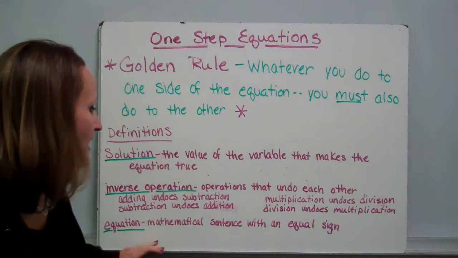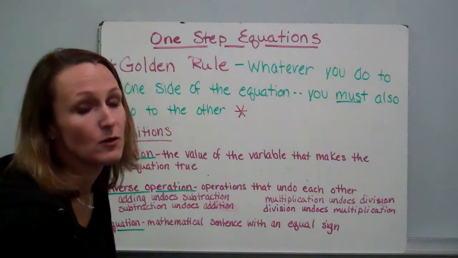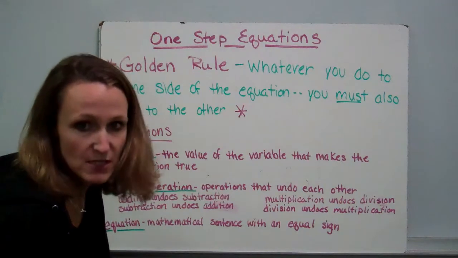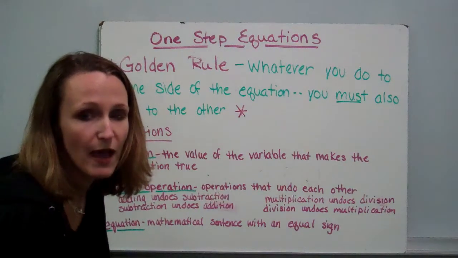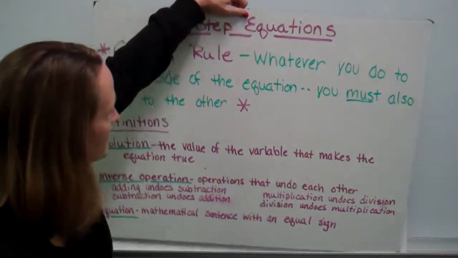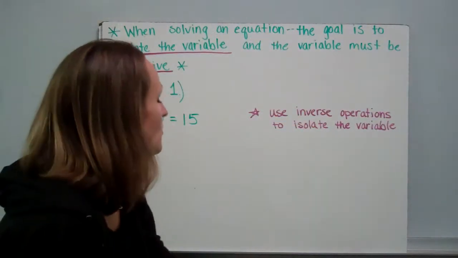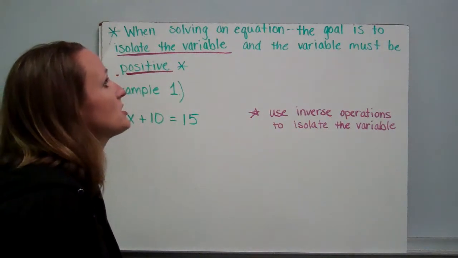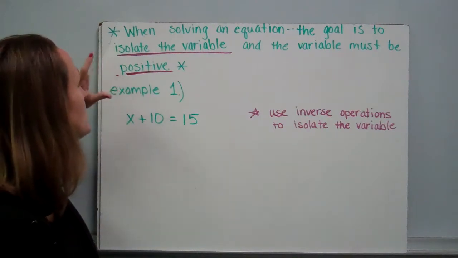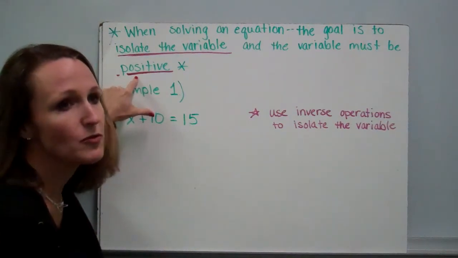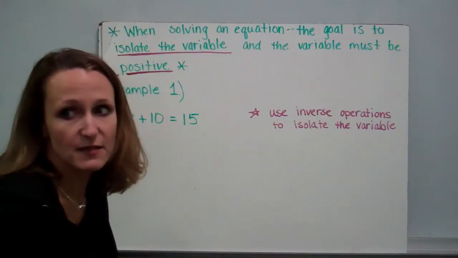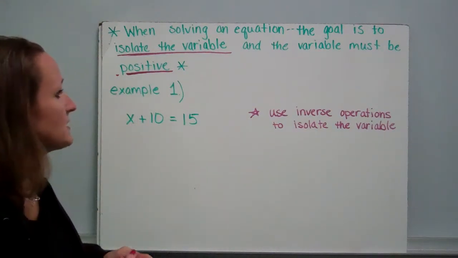An equation is a mathematical sentence with an equal sign. Before, we've talked about expressions, which is just a mathematical sentence without an equal sign. Now we are dealing with equations. So that's just a few definitions. Another thing you need to remember is when you're solving an equation, the goal is to isolate the variable, and you want your variable to be positive. So if you end up at the end with a negative variable, you need to do something to make it positive.